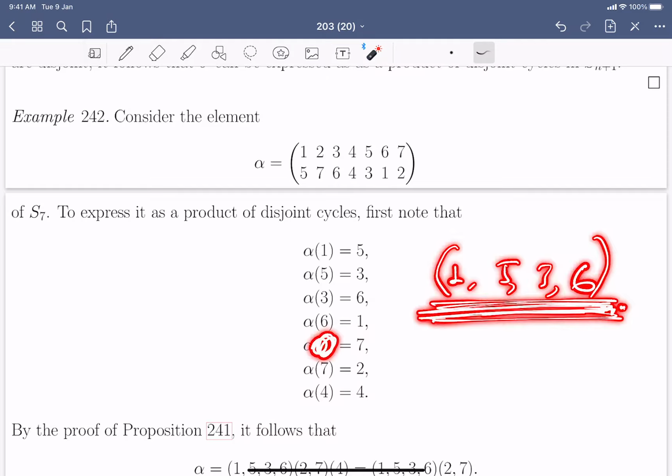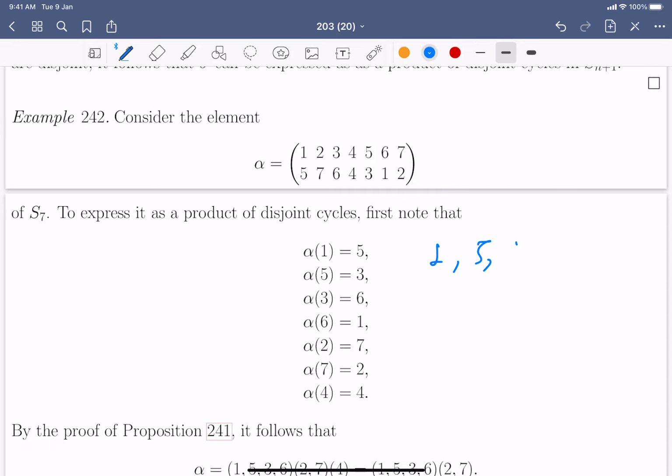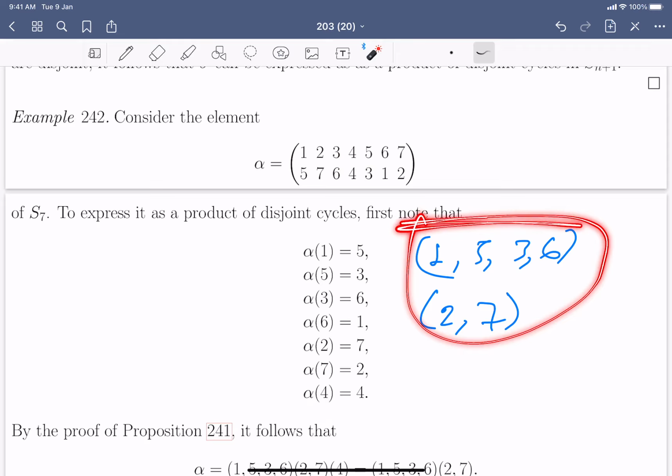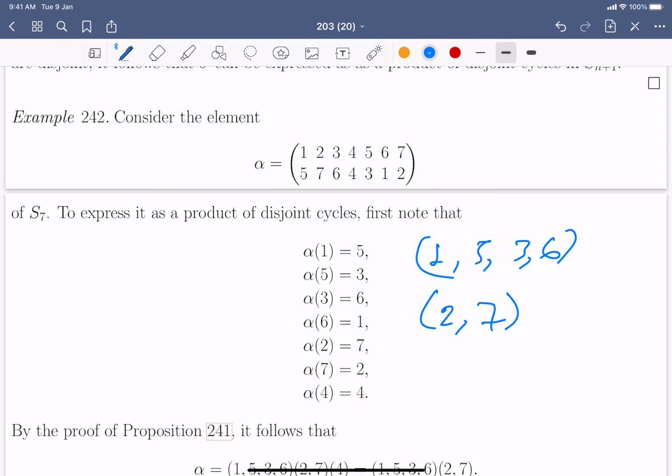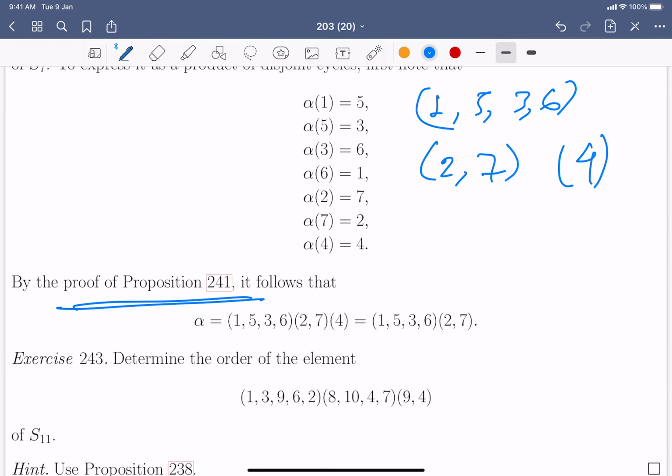Great. So you start with 2, you see that 2 goes to 7, and then 7 goes to 2. Earlier we had already obtained a cycle, and now 2 goes to 7 and 7 goes to 2. What else among the integers 1 up to 7 is left out? Other than these six integers, you'll see that 4 is left, and 4 goes to 4. So you'll have just this. We have expressed this permutation alpha as 1 5 3 6 times 2 7 times 4.